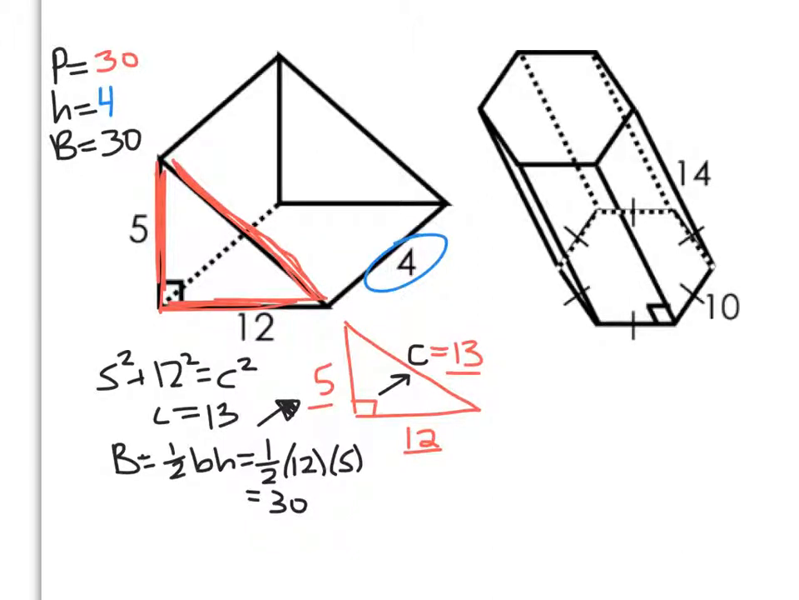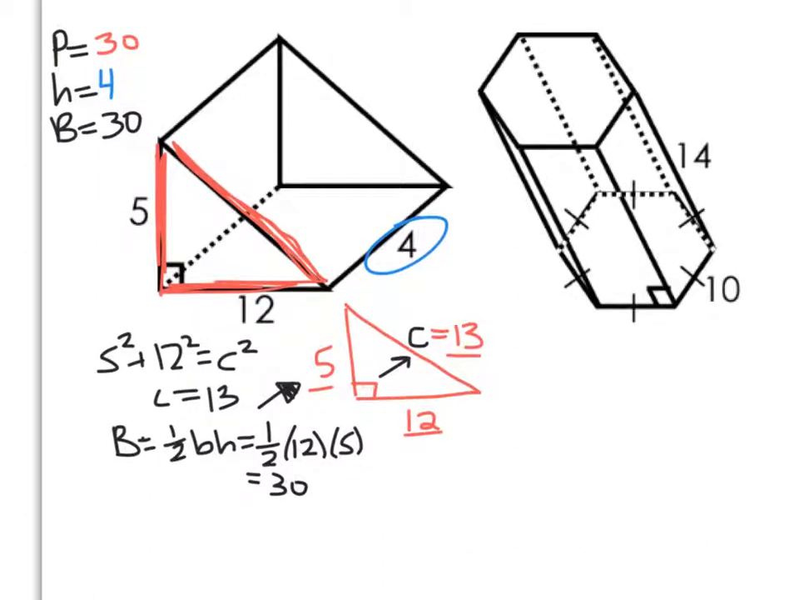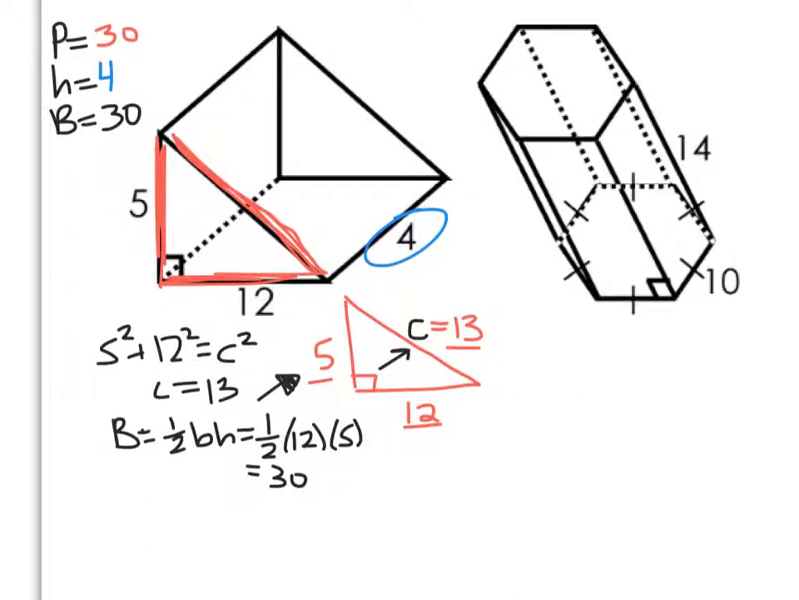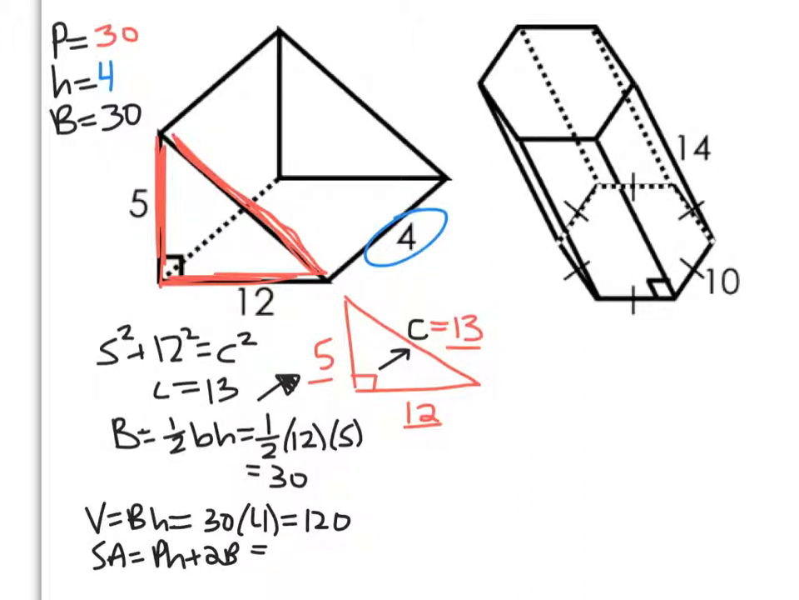Now we plug it into our normal formulas we used on the other problems. Volume equals base times height. Volume equals 30 times 4, so 120. Surface area is perimeter times height plus 2 times your base. Perimeter was 30. Height is 4 plus 2 times your base is 30. So that gives us 180.